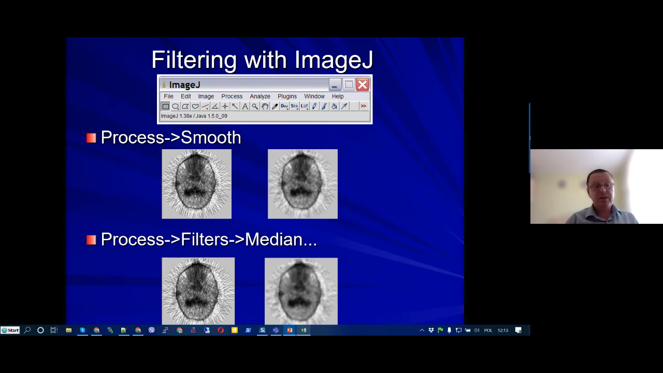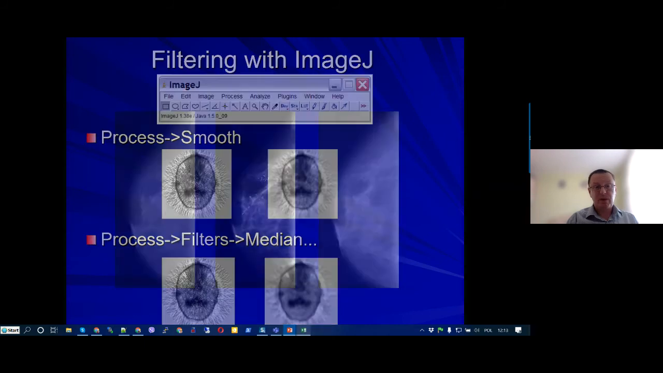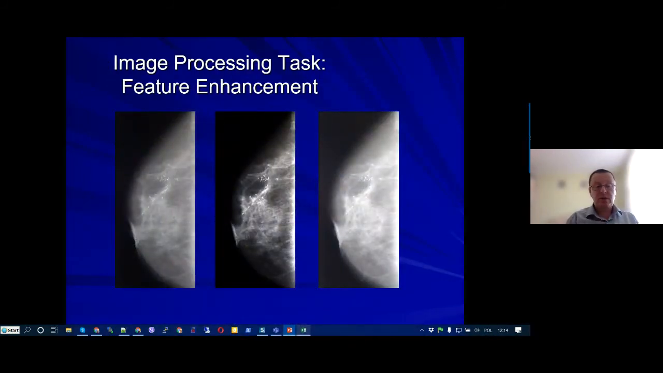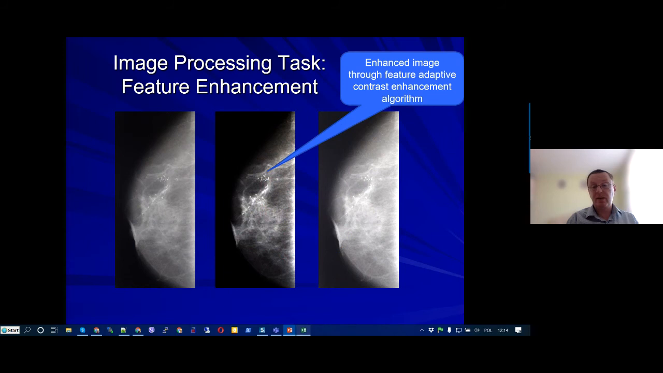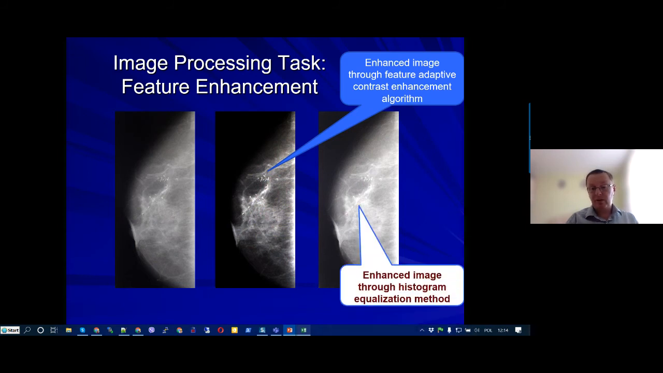And here is just a menu command. So you only need to load an image, apply a specific menu command like smooth or filter median, and you will get the necessary result. It's important to understand which of these operations will provide which kind of result. And here is also a different kind of filtering, used, for example, to analyze mammography images, like the adaptive contrast enhancement algorithm for filtering or the histogram equalization method.